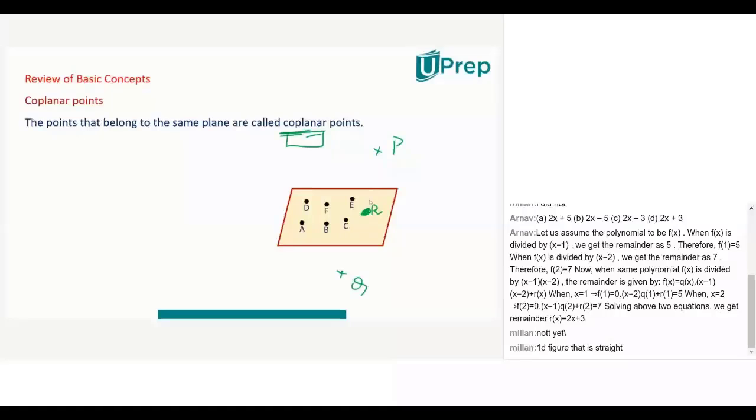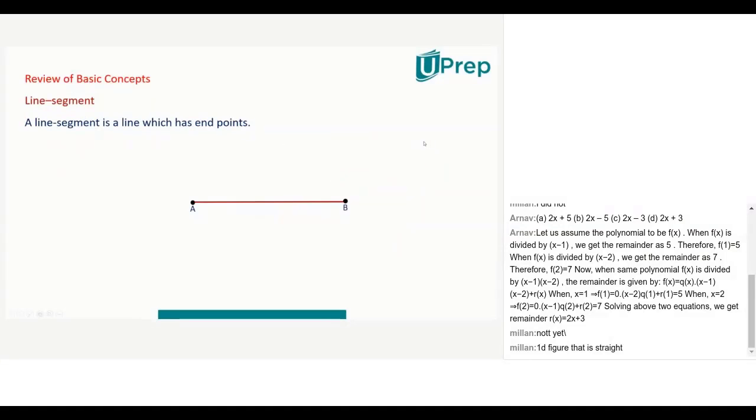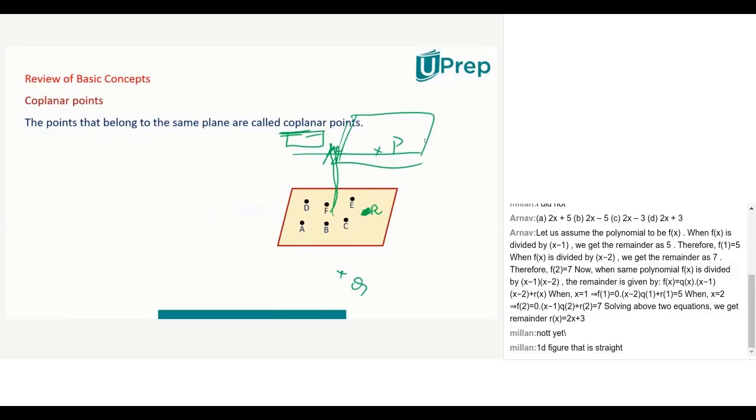Where is P then? If it is not on the plane, where is it? It is in the space. You can reach P only by adding height to the plane. Then after some time, that plane will move through P also. Then it becomes three-dimensional. Simple. It's not on the plane. It is in the space. So write down: coplanar points. The points that belong to the same plane are called coplanar points.